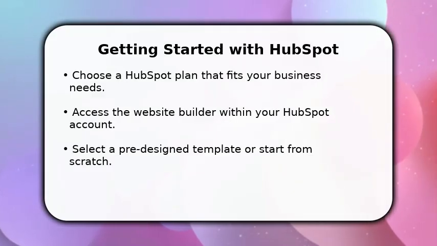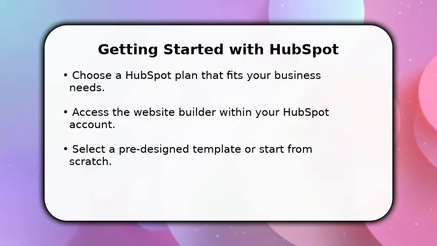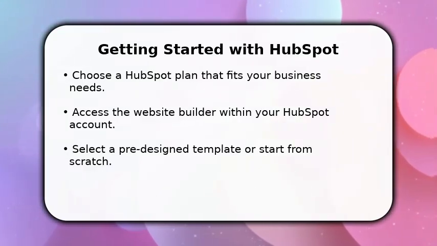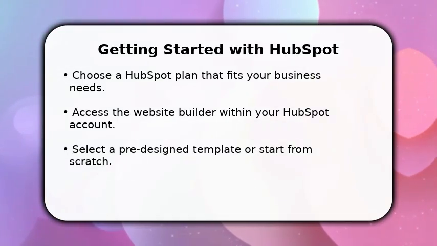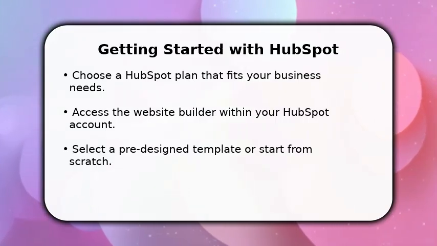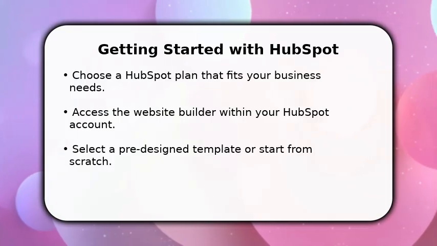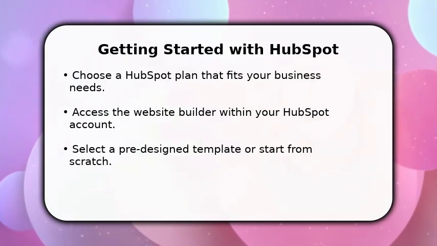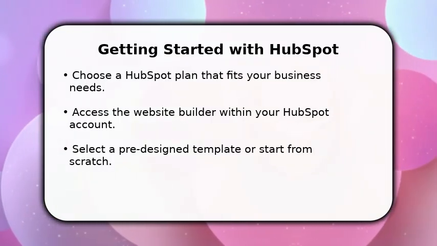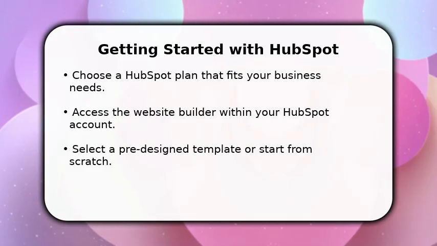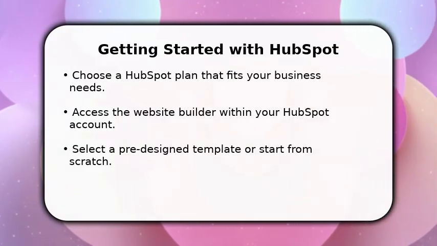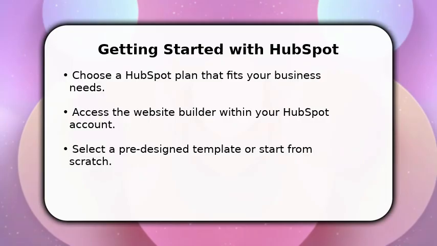In this video, I will explain how to create a HubSpot website. First, you'll need to log into your HubSpot account and navigate to the website section. From there, you can choose to build a new website. HubSpot offers various plans, so select one that aligns with your business requirements. You can then pick a professional template or begin with a blank canvas to customize your site.